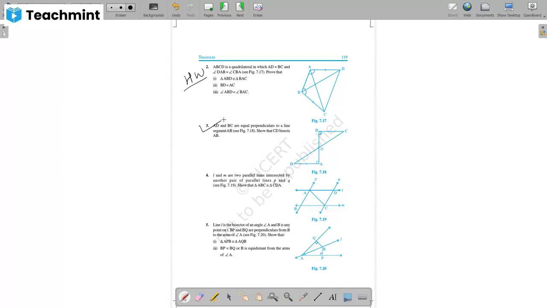Now see question number 3, still we have time. No, it's over. Exactly 8:50. But see this question number 3 also. AD and BC are equal perpendiculars. Equal भी है and perpendicular. So equal perpendiculars means they are equal as well as they are perpendicular to the side AB. Show that CD bisects AB. Just try to solve this one. I have given 2 questions for homework, and the third also you try. If you are not able to solve this one, we'll discuss it tomorrow. Okay, is it clear?